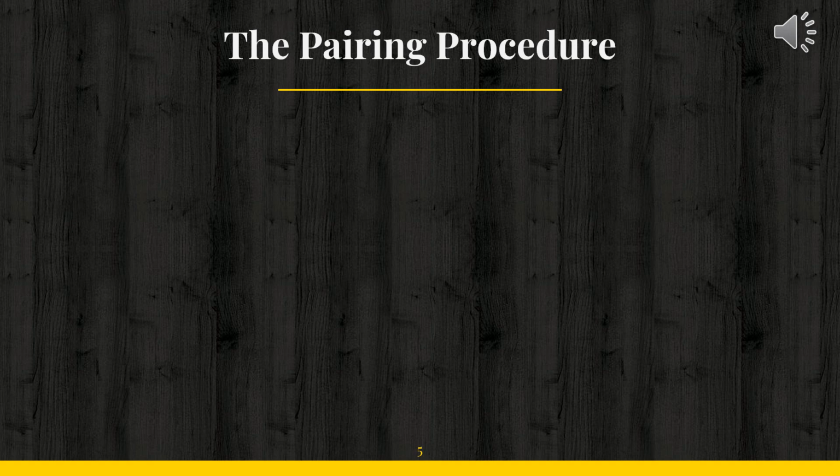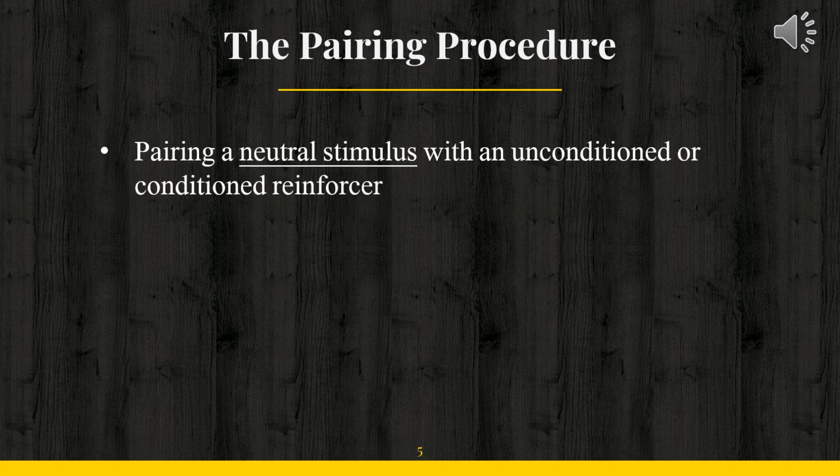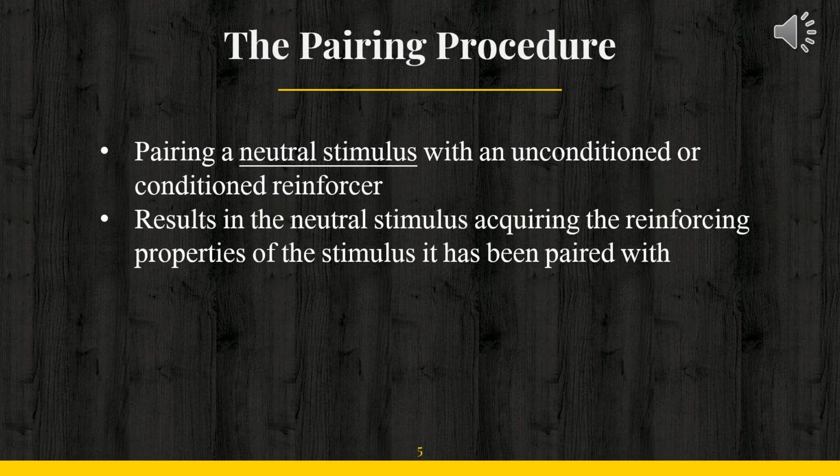The pairing procedure is used to describe the process of a neutral stimulus being converted into a conditioned reinforcer. In this procedure, the neutral stimulus is presented directly before the conditioned or unconditioned reinforcer that it is being paired with. With repeated pairings, the neutral stimulus will acquire the reinforcing properties of the stimulus it has been paired with. This means that the once neutral stimulus will now function as a reinforcer.